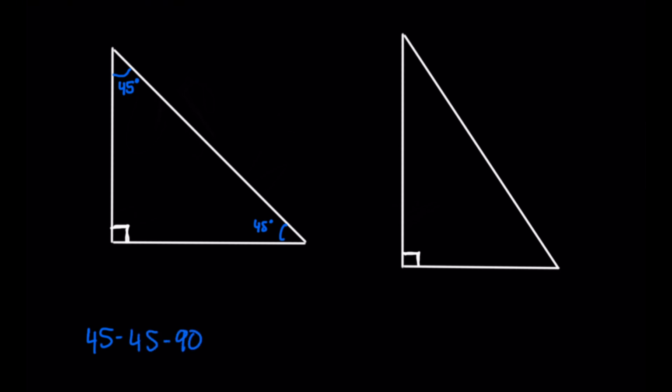And then the next one is called the 30, 60, 90 triangle. The smaller angle would be 30 and then the bigger angle would be 60. If you can tell, it would tell us if it's 30 degrees or 60. And then the right angle. So this one is 30, 60, 90.